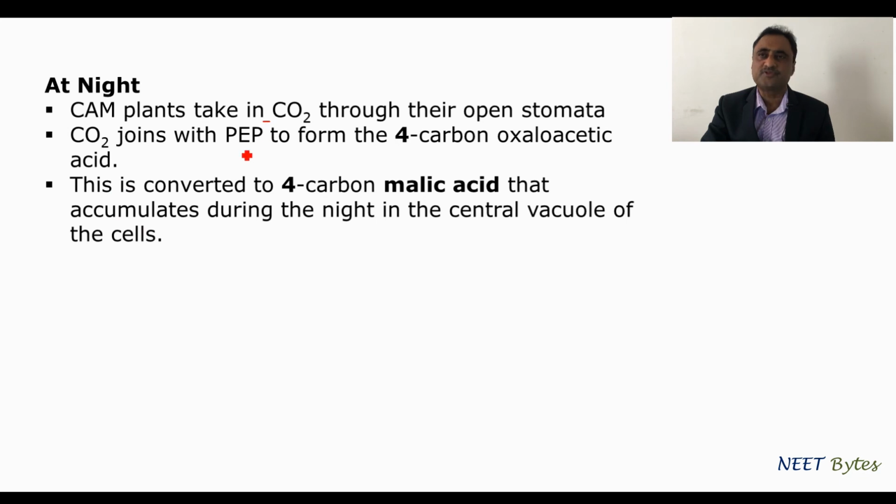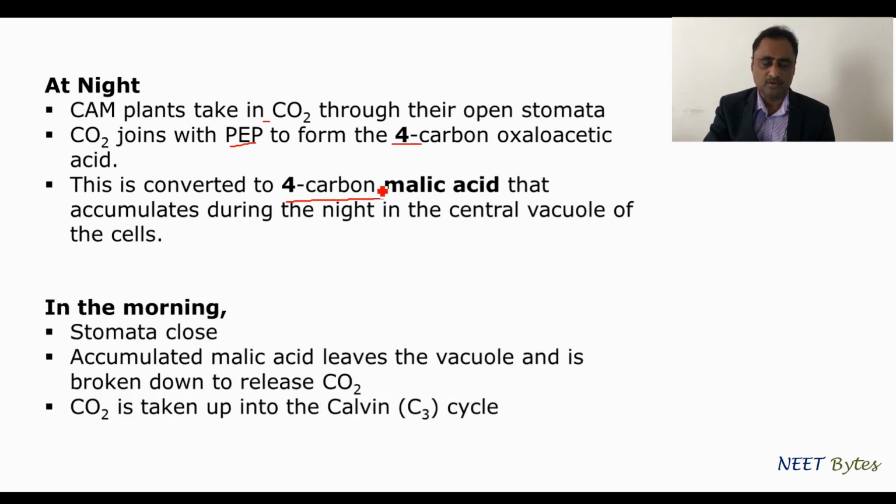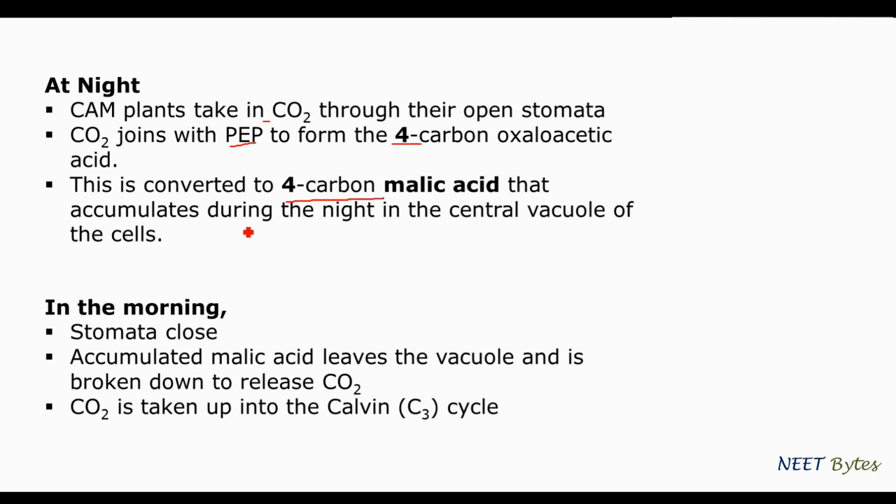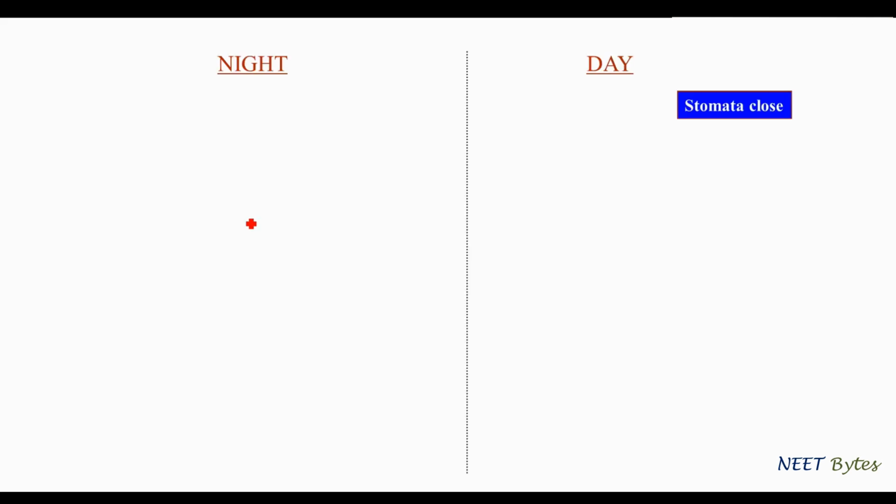So what happens, CAM plants take CO2 through their stomata. It is accepted by the PEP, the phosphoenol pyruvate, a 3 carbon compound, forming the 4 carbon compound oxaloacetic acid as the first stable product. Now this is converted into 4 carbon malic acid, and it is stored in a vacuole called malate vacuole. So in the morning, stomata are closed. The accumulated malic acid undergoes decarboxylation, and the CO2 formed is accepted by RuBP in the Calvin cycle, forming glucose, and again PEP is formed. So you see exactly it is the same.